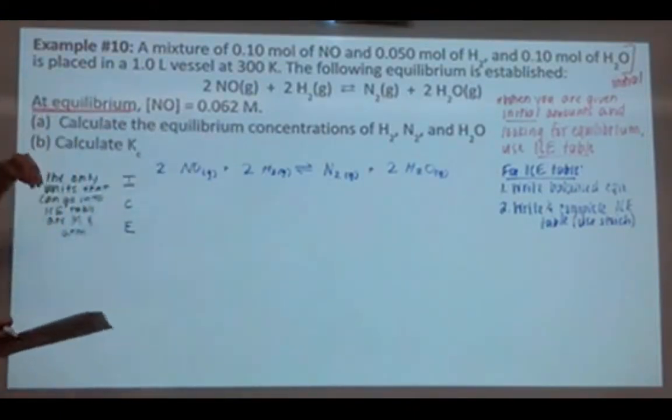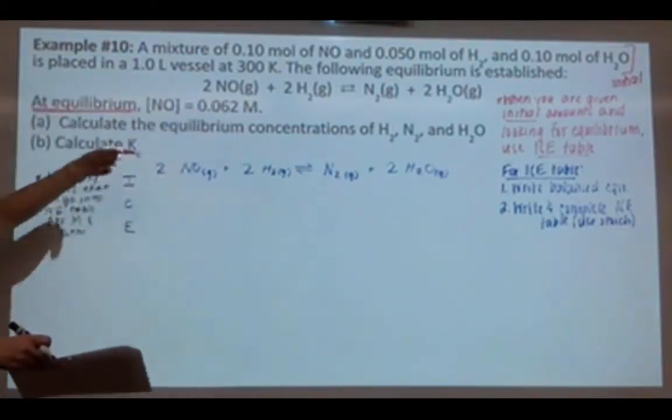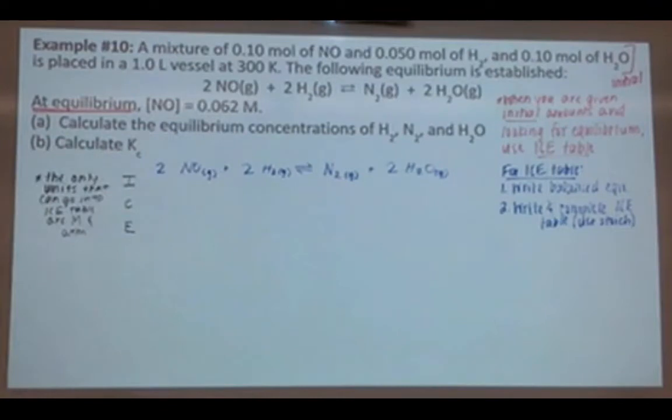So you always want to read ahead a little bit. They're asking us for equilibrium concentrations, for Kc. We're going to be putting concentration into our ICE table. It's going to be way more work if we switch everything to atm and then we have to go back. Just put concentration into the ICE table.